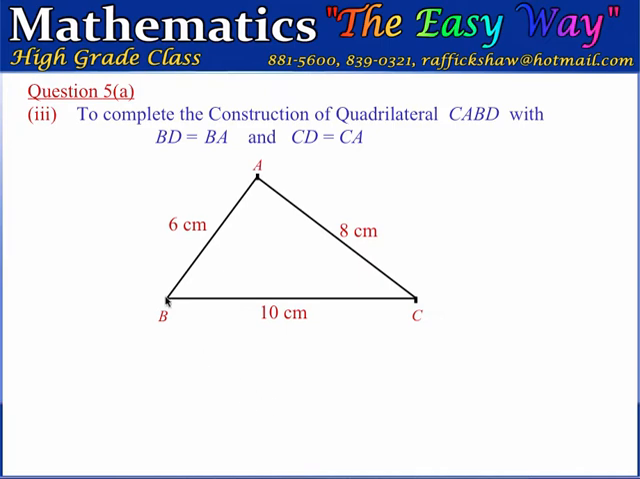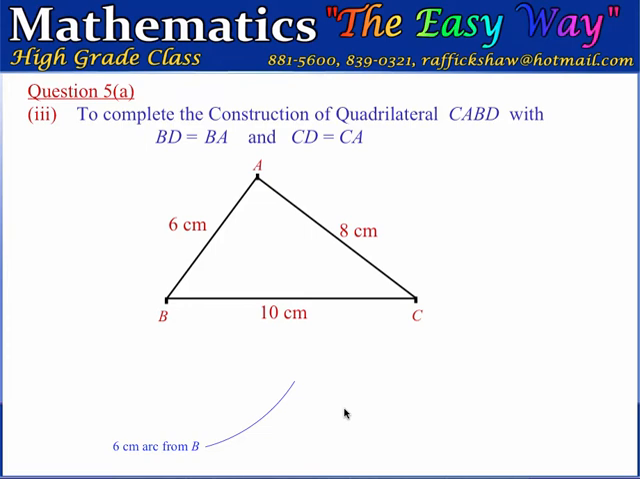and so we can construct to find the point D by drawing an arc that is 6 centimeters from this point B, and also drawing another arc that is 8 centimeters from this point C. So let's go ahead and show that. We will open our compass to 6 centimeters, and with the point of the compass at B, we will make this arc. This arc is 6 centimeters from B.